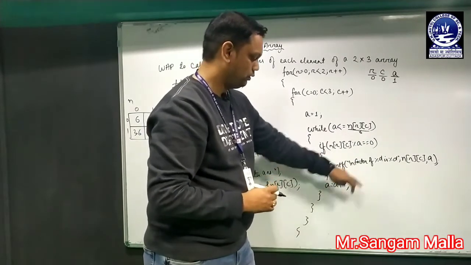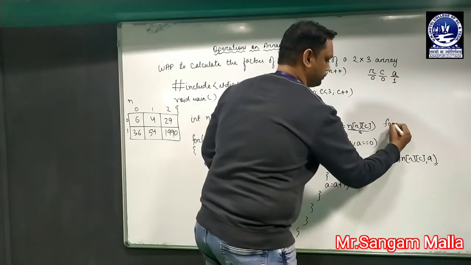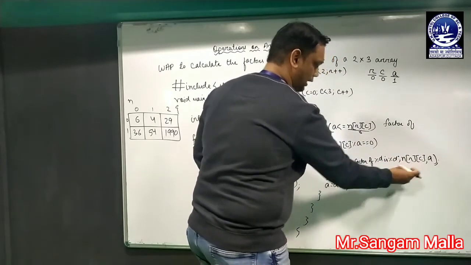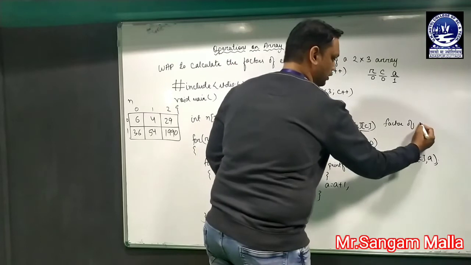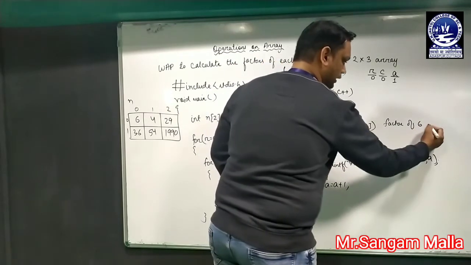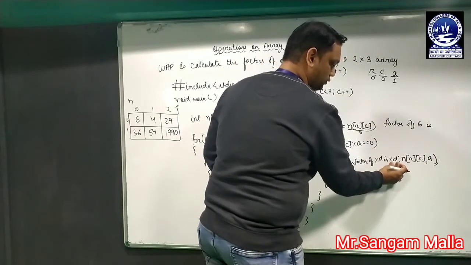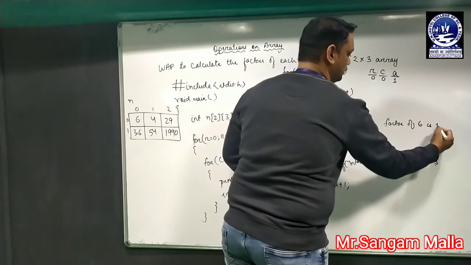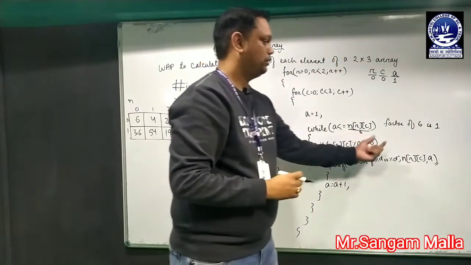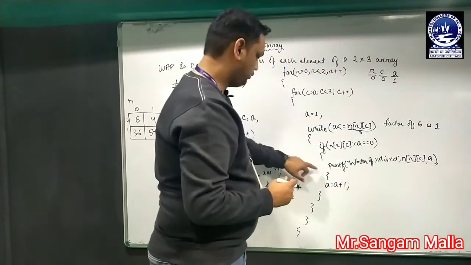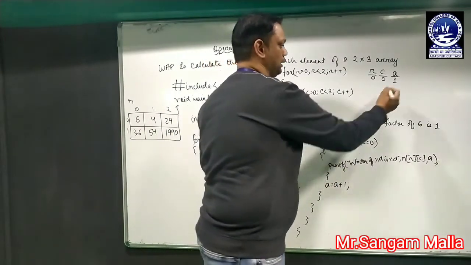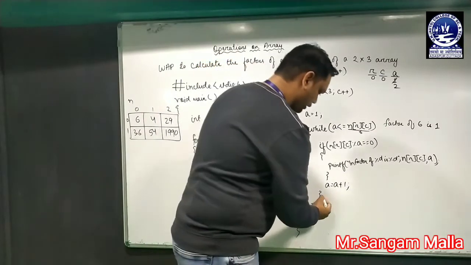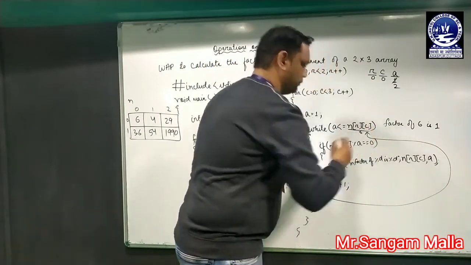It will come over here and it will print factor of, in place of first percentage d, it will print the value of n of rc. So n of rc value is 6. So it will print factor of 6 is, again in place of percentage d, it will print the value of a. So what is the value of a over here? So value of a is 1. So it will print factor of 6 is 1. So when it will come over here, a will be incremented by 1. That means a will be having the value as 2. So when it will come over here, it will be redirected to this condition.